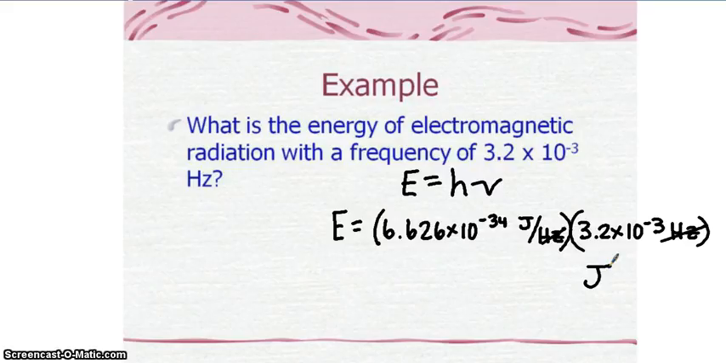And our answer will simply be the product of those two values. So when I multiply those, I get 2.1, that's rounded, 2.1 times 10 to the negative 36.